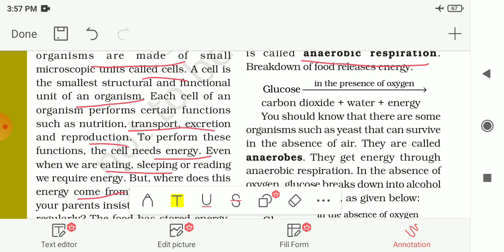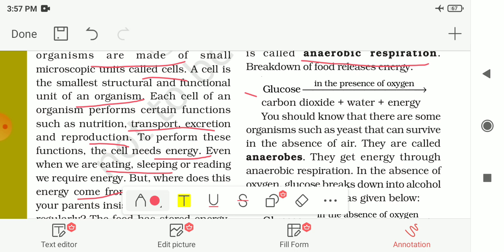Here the equation for this respiration process is given to you. The first one here, it is given that glucose is broken down in the presence of oxygen, and as a result you are given carbon dioxide, water and energy. So this is known as aerobic respiration, where oxygen is present and glucose is broken down into carbon dioxide, water and energy. And carbon dioxide at the end we breathe out from our body. So this is the equation for aerobic respiration.